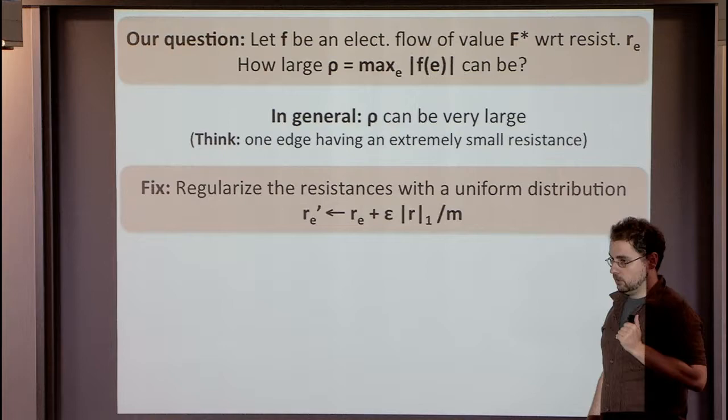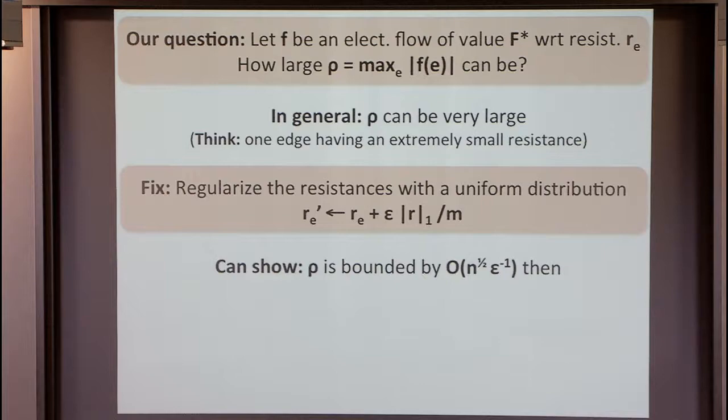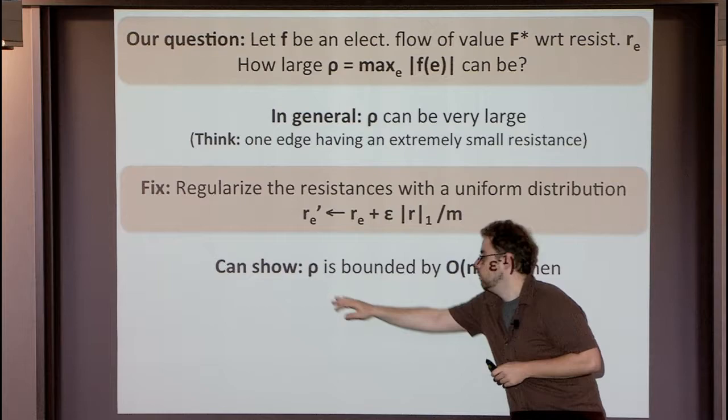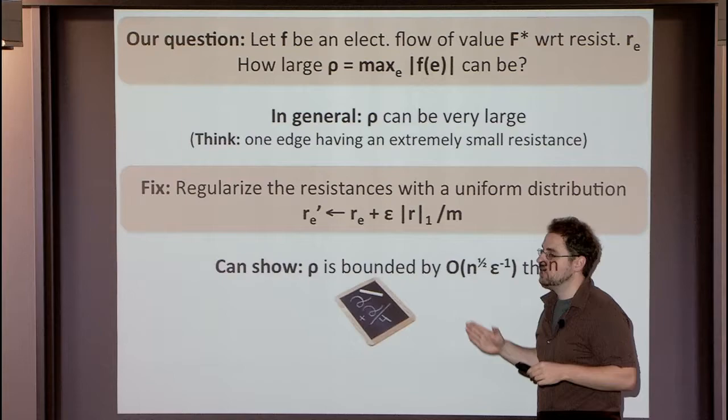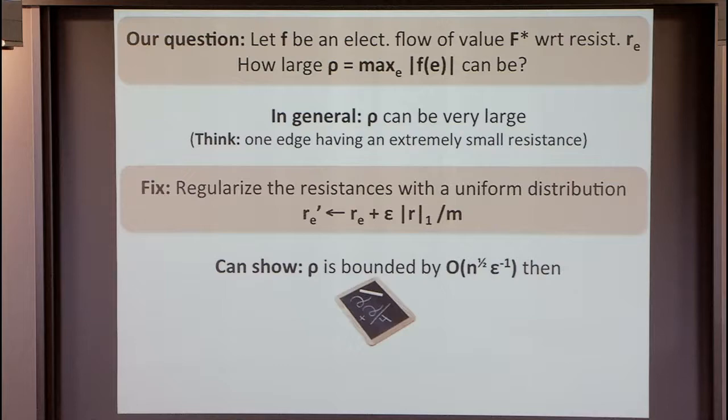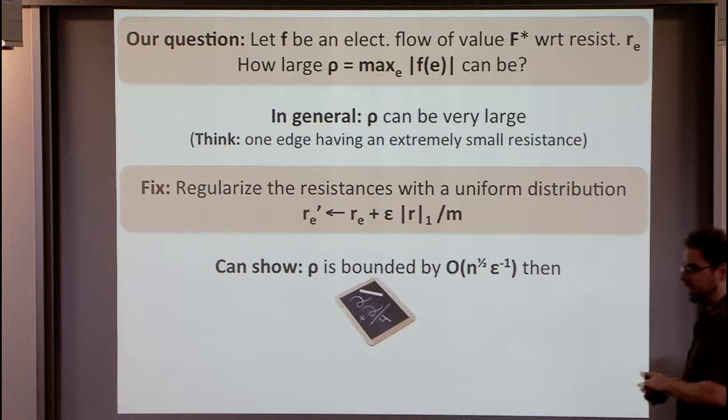Once you do the regularization, you can show that you have a bound on rho: it's never bigger than square root of n over epsilon. Initially, I was planning to actually show this. It's not a hard proof, and in a sense it explains what's going on and why you want to use electrical flows and what is magical about them. But I will skip it because I am a bit running behind time. You can just trust me on that, and in the next lecture a similar proof will happen, so you can understand why.